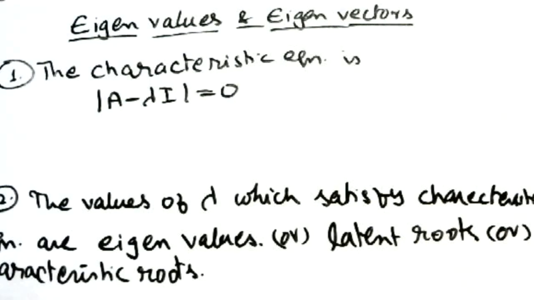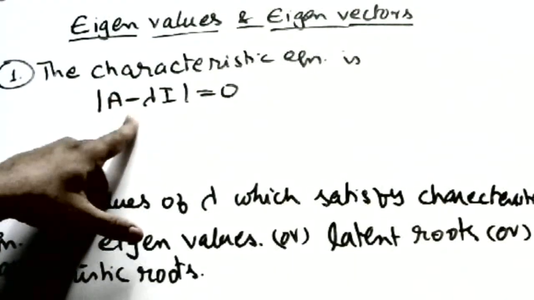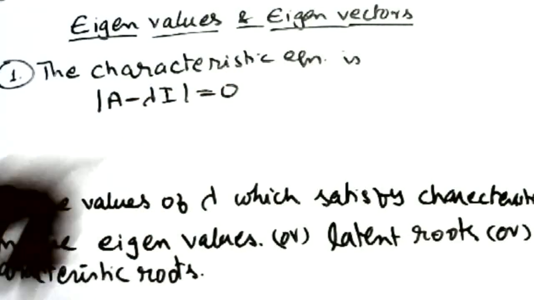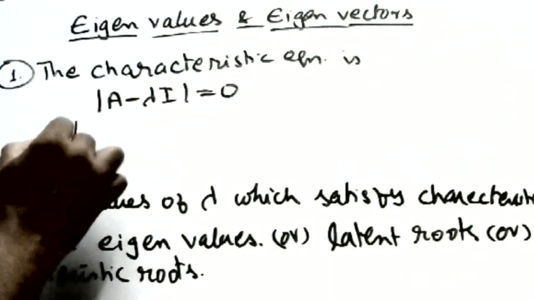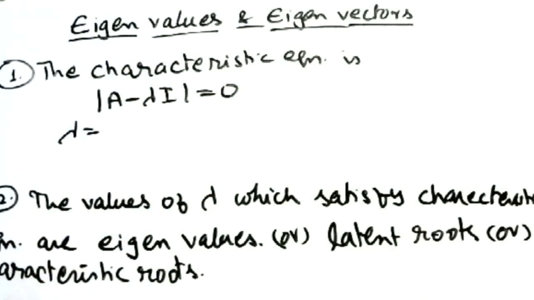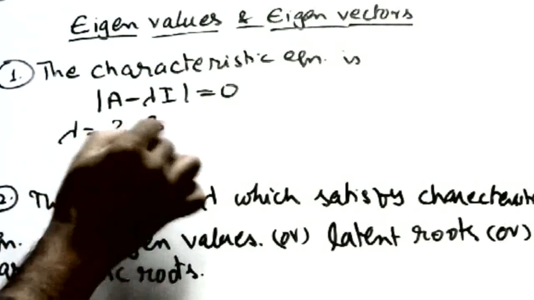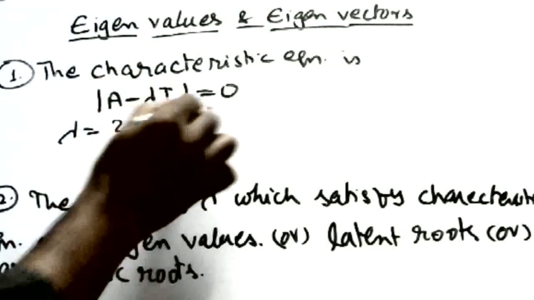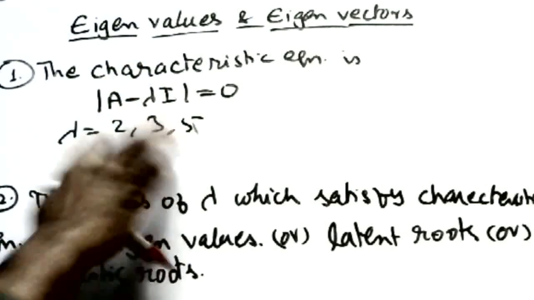The first step is we must know what the characteristic equation is. It is the determinant of A minus lambda I, mod of A minus lambda I equals 0. If we solve the characteristic equation, generally we get the values of lambda. Suppose it is a 3 by 3 matrix, then we get 3 values, for example 2, 3, 5 or some others.